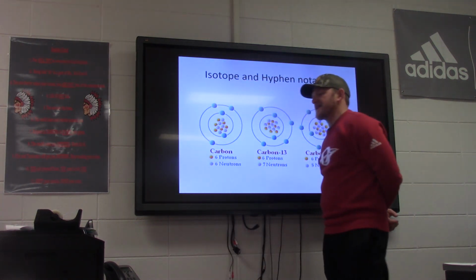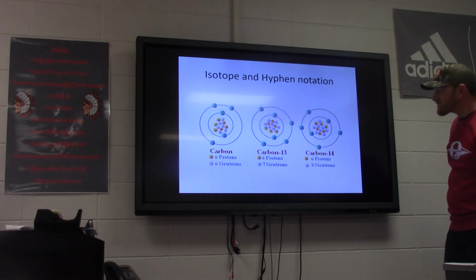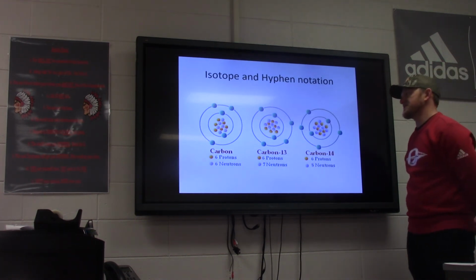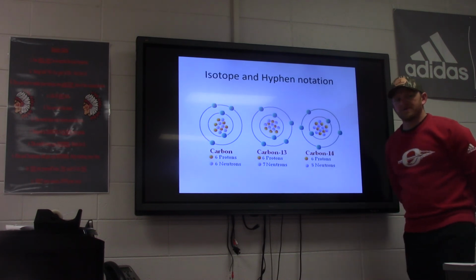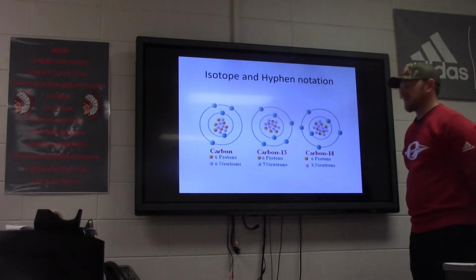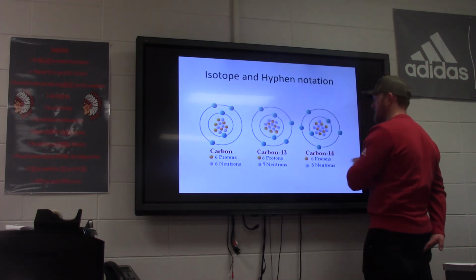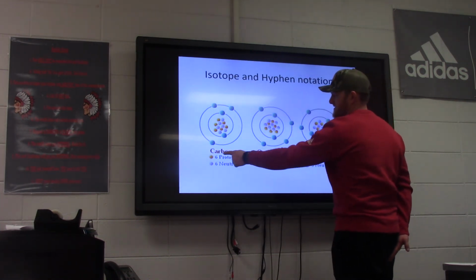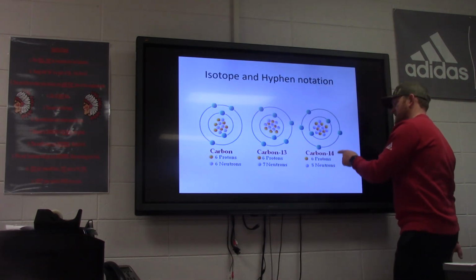We talk about notations, isotope and hyphen notations. This right here, when we look at this one, is going to be our isotope notation. When we talk about isotopes, all these different elements have different numbers of neutrons. That's what separates them and makes them a little bit different. We've got carbon 12, carbon 13, carbon 14. I know it's carbon 12 because 6 plus 6 is 12. I know this is carbon 13, 6 plus 7, and 6 plus 8 is 14.